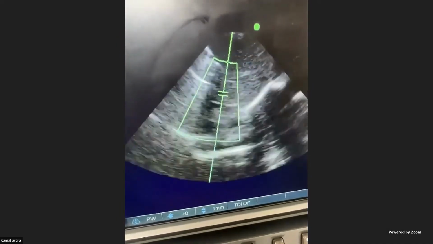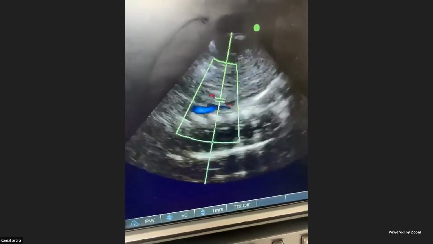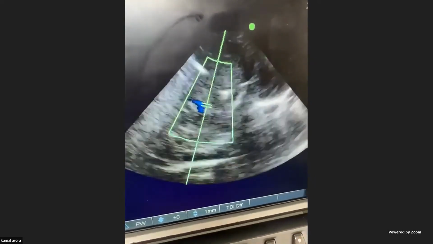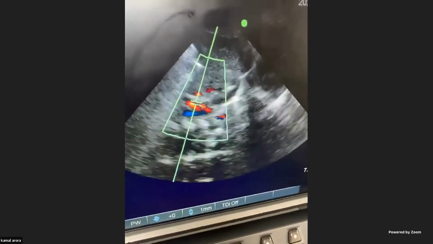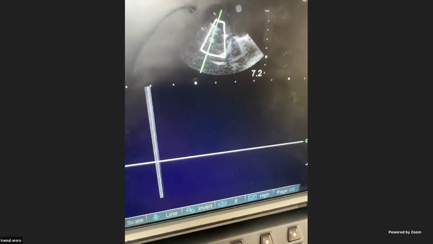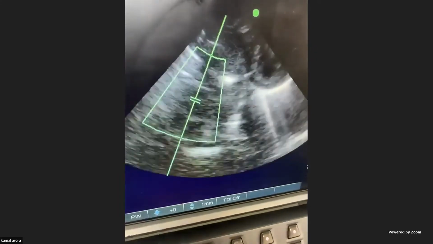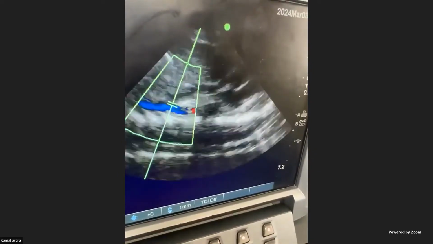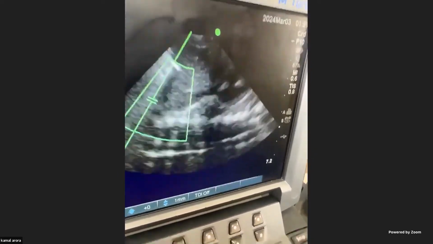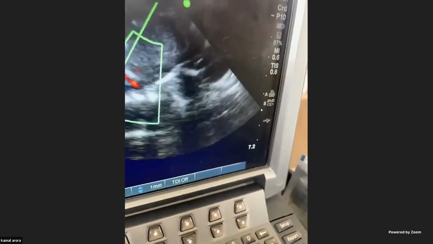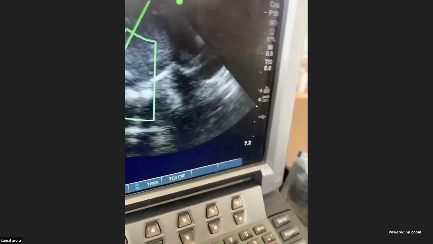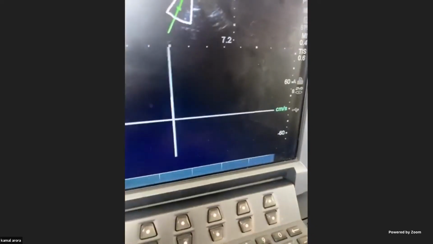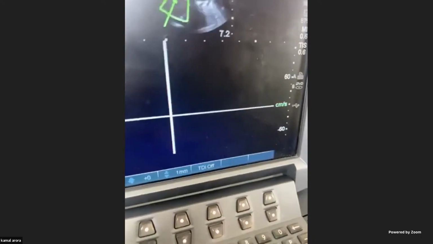So the baby is not cooperative actually. Whatever best I can get, I'll do that. Sir, the baby is moving a lot actually. Sir, I'm not able to get that well.